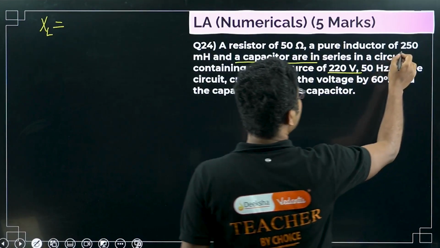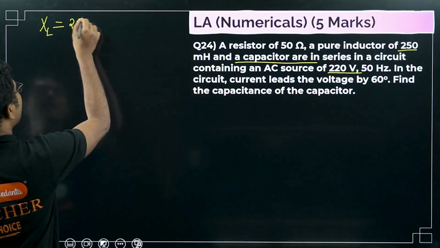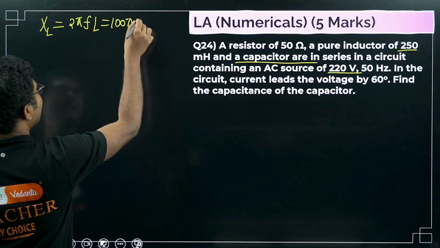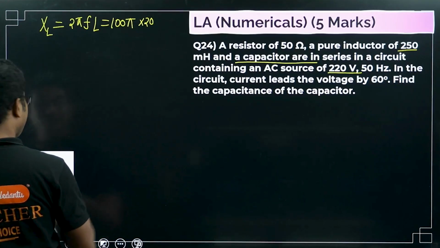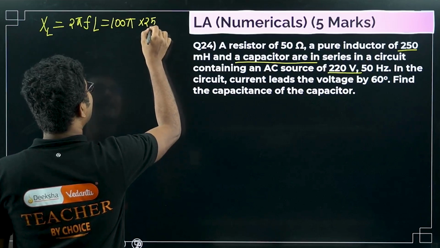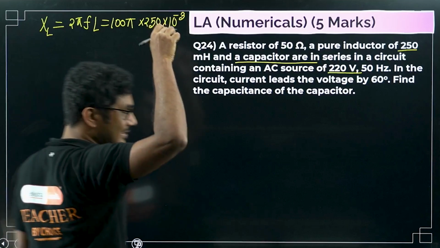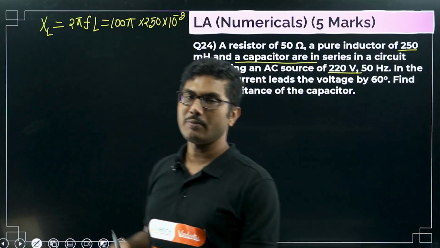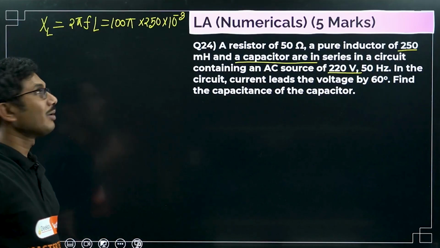L is 250 millihenry. We know XL is 2 pi FL, that is 100 pi. Now tell me why I have written 100 pi. After solving so many problems, you don't need to waste time on that; you can directly write 100 pi. Now milli means 10 to the power of minus 3, micro means 10 to the power of minus 6. These are very small things, easy to ignore, but you should not.